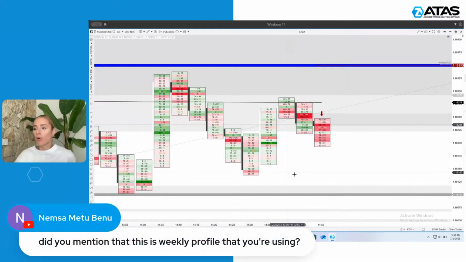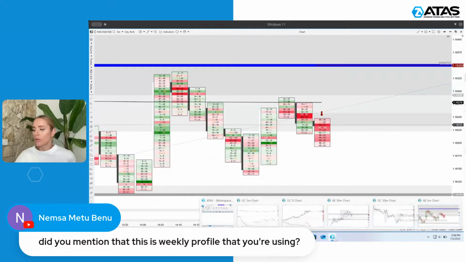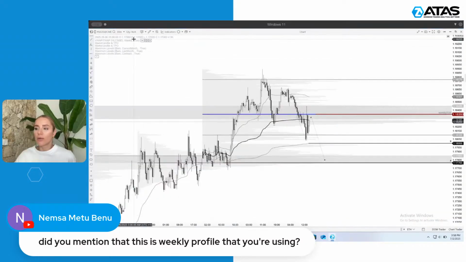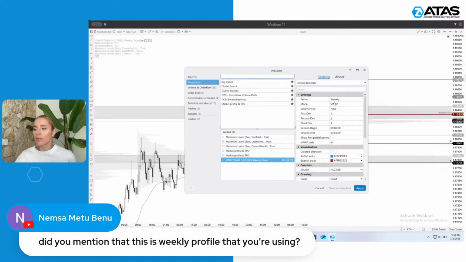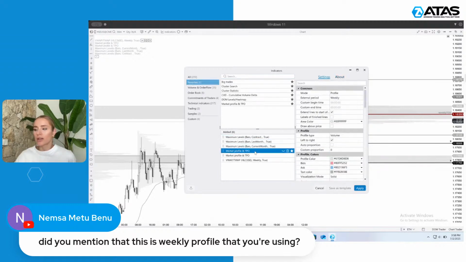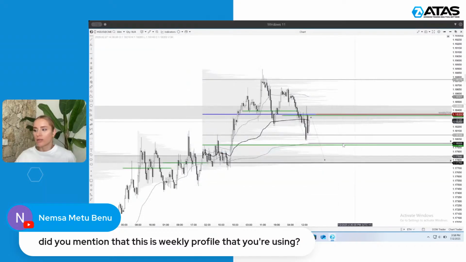Yes, this is a weekly profile. So this is a weekly volume profile and this is a weekly VWAP as well. For intraday trading, I'm using the weekly VWAP and I'm using the weekly market profile and TPO, as well as the point of control of the day here. And I also have the maximum levels for other things. For example, right here, the current point of control of the day is also above.